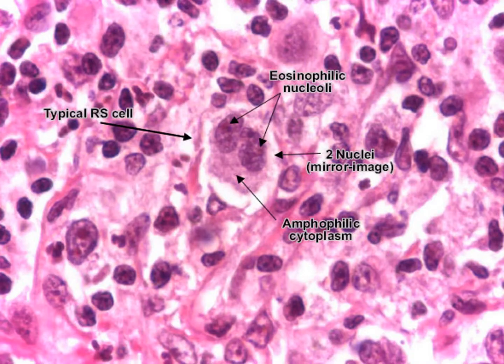So this picture, this histopathology slide, is showing the characteristic feature of a Reed-Sternberg cell that is lying in a background of many inflammatory cells. This classical or typical RS cell, Reed-Sternberg cell, has amphophilic cytoplasm, two nuclei that are mirror images of one another, and prominent eosinophilic nucleoli.